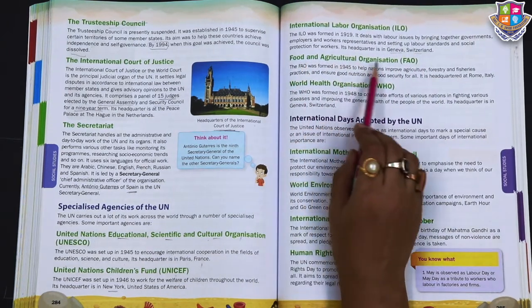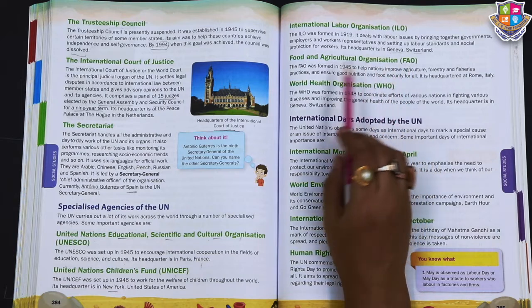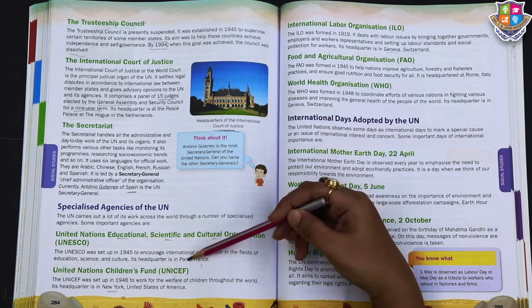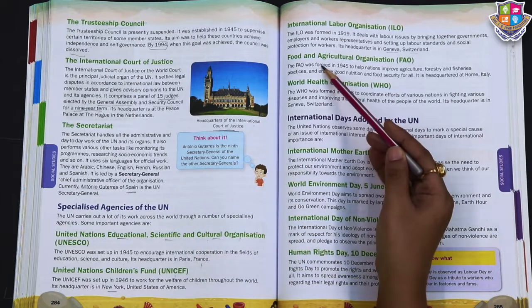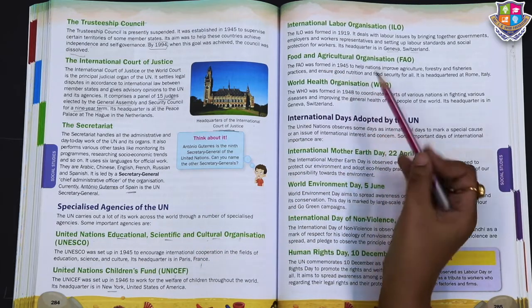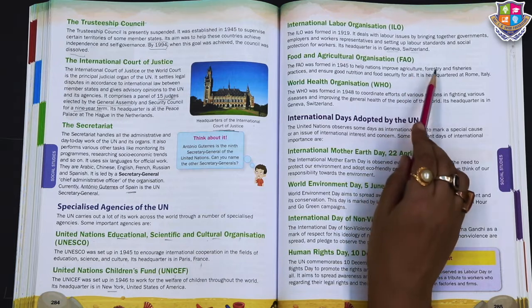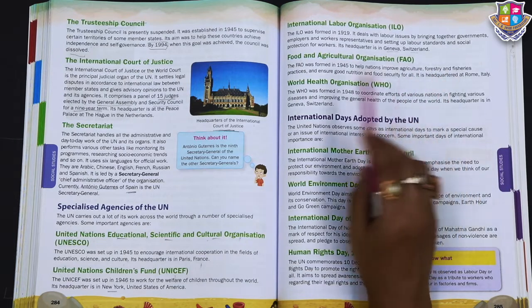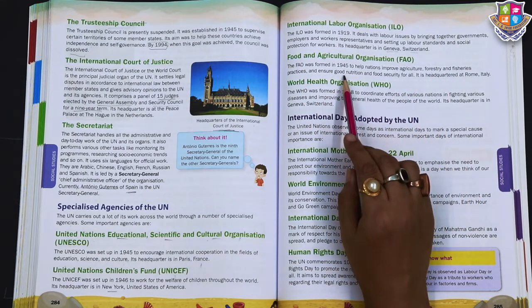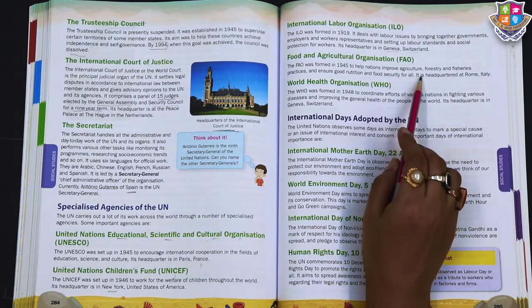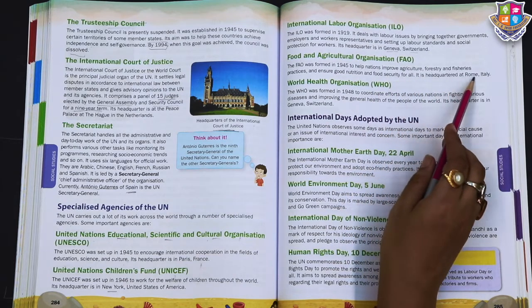Food and Agriculture Organization (FAO). The FAO was formed in 1945. Along with UNESCO, the FAO was also formed to help nations improve agriculture, forestry and fisheries practices and ensure good nutrition and food security for all. It is headquartered in Rome, Italy.